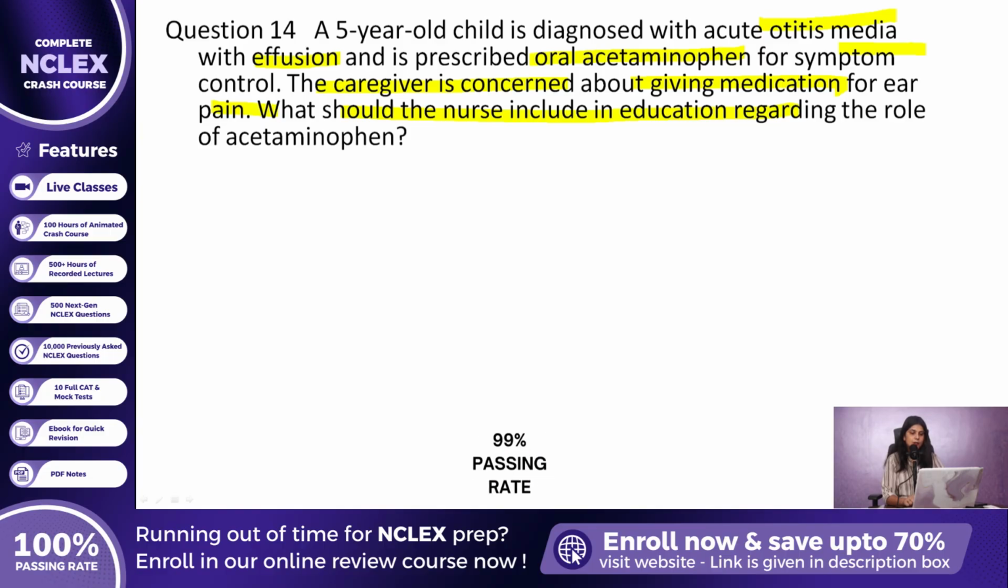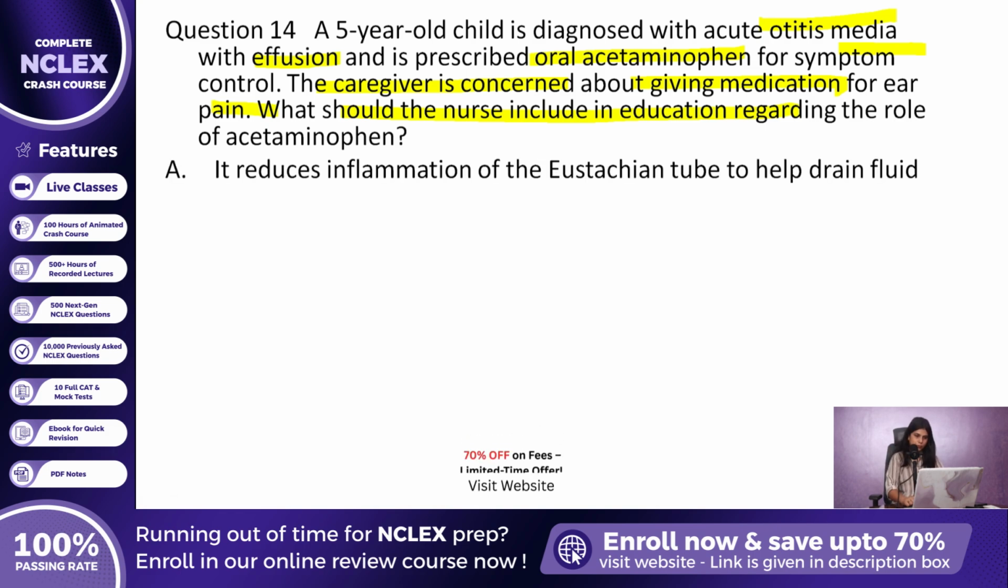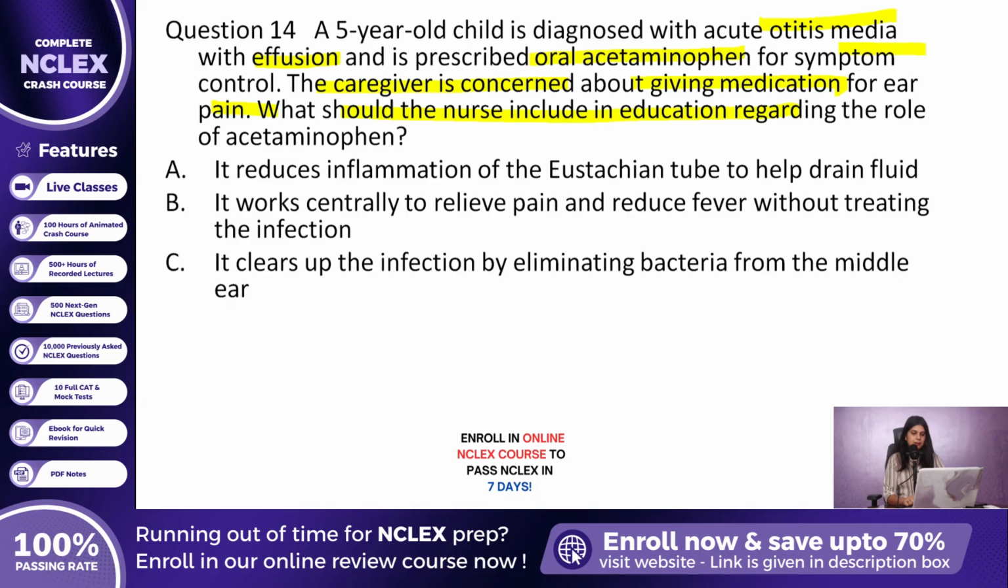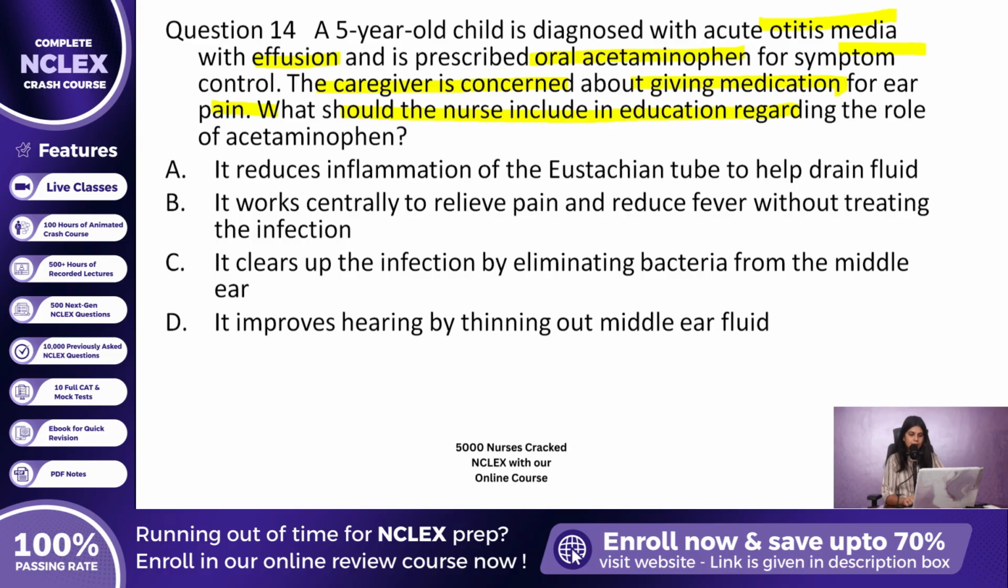Let us examine each response carefully to identify which one reflects accurate, clinically sound teaching. Option A. It reduces inflammation of the eustachian tube to help drain fluid. Option B. It works centrally to relieve pain and reduce fever without treating the infection. Option C. It clears up the infection by eliminating bacteria from the middle ear. Option D. It improves hearing by thinning out middle ear fluid.